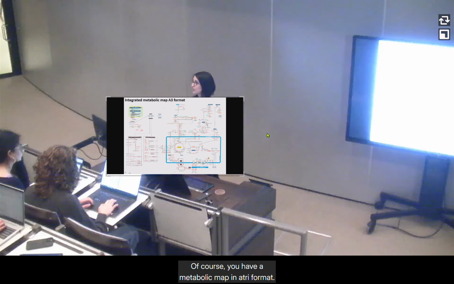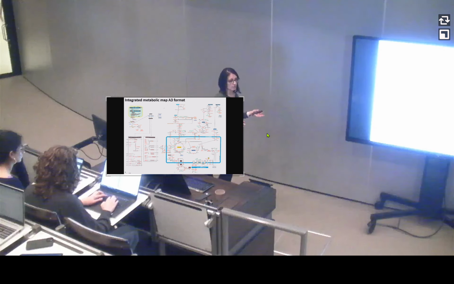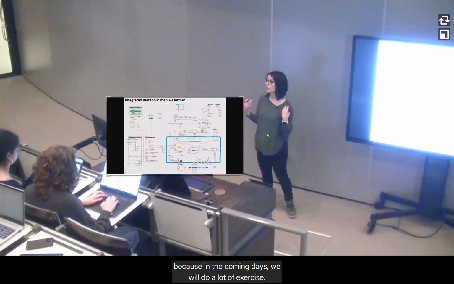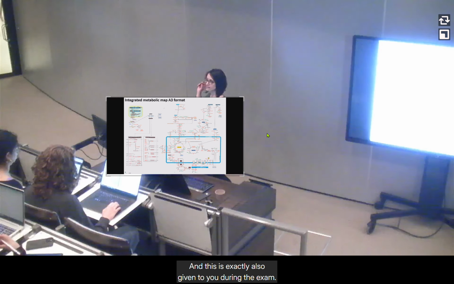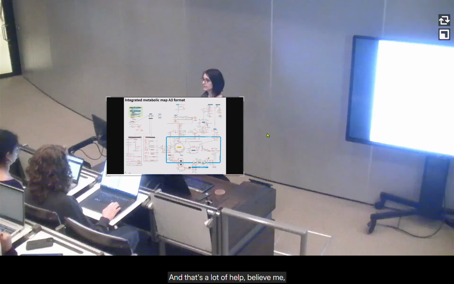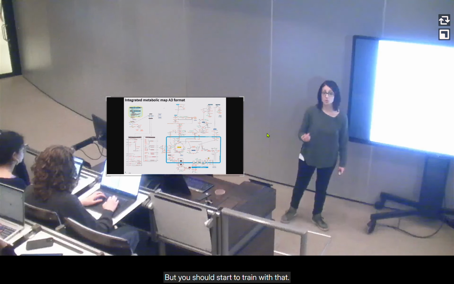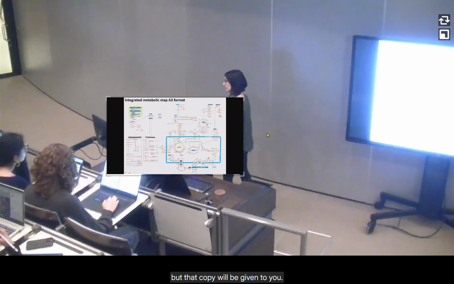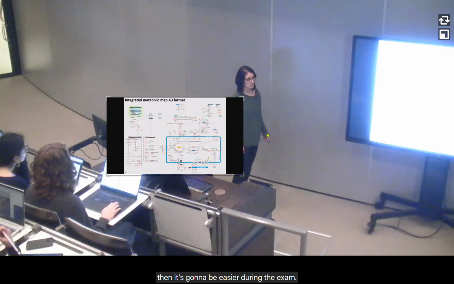Of course, you have a metabolic map in A3 format. My advice is, starting from today, make a copy. Come with the copy here in the classroom, because in the coming days, we will do a lot of exercise. And this is exactly also given to you during the exam. And that's a lot of help, believe me, because you don't have to memorize cycle, and you have everything here. Yeah? But you should start to train with that. You cannot bring your own copy, but the copy will be given to you. But you can imagine that if you train already now, then it's going to be easier during the exam.